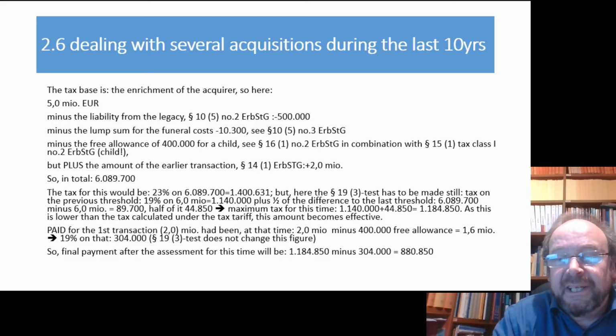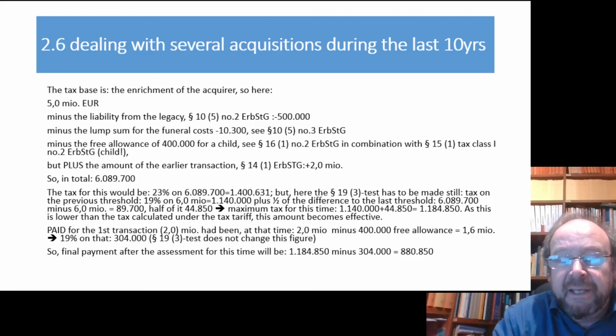1,140,000 plus 44,850 is 1,180,850. This is the maximum. So as this is lower than the tariff, the tax under the tariff, this maximum becomes effective and cuts off the rest. So the tax which is demanded here for that taxable amount is 1,180,850.